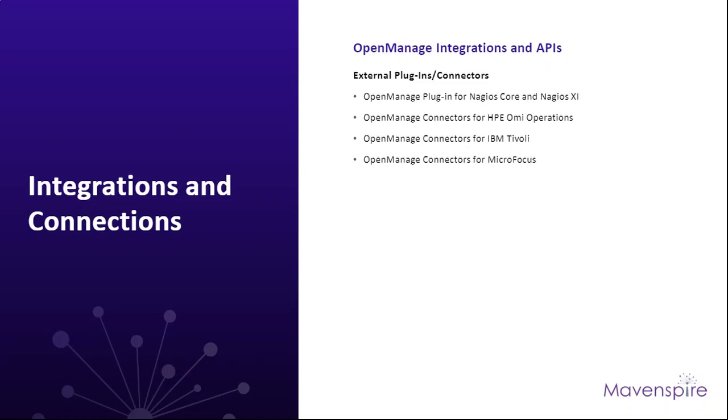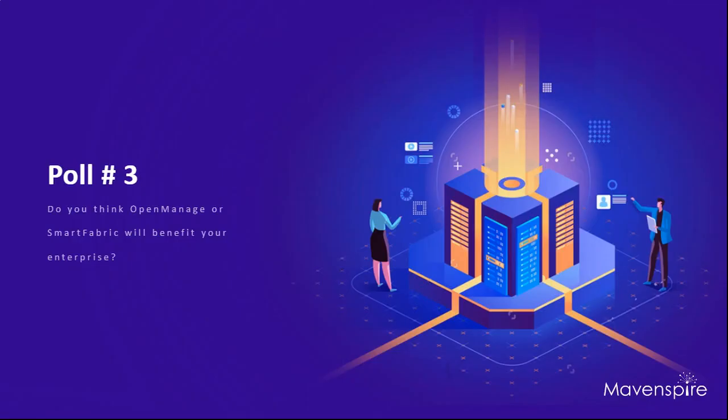And on that, we have reached our third poll. So I will hand this back to Jen. Hi. All right. This is our third and final poll. There we go. Do you think OpenManage or SmartFabric will benefit your enterprise? So feel free to answer there. All right. Okay, great. So then I think that we'll probably go to questions, right, Adam?